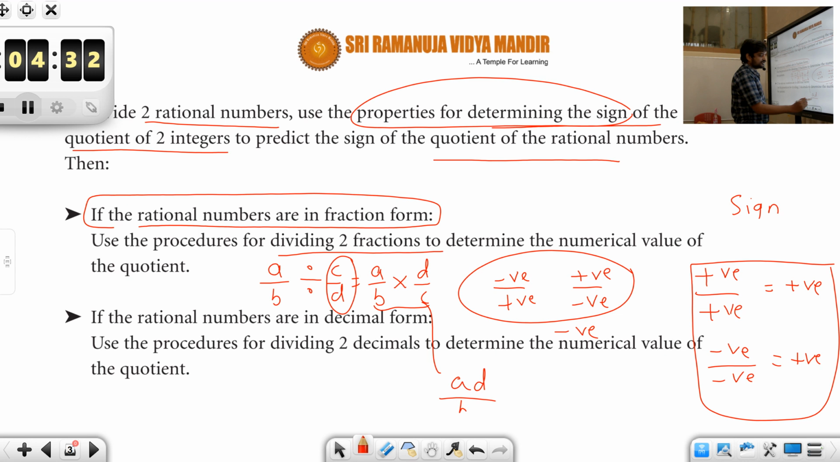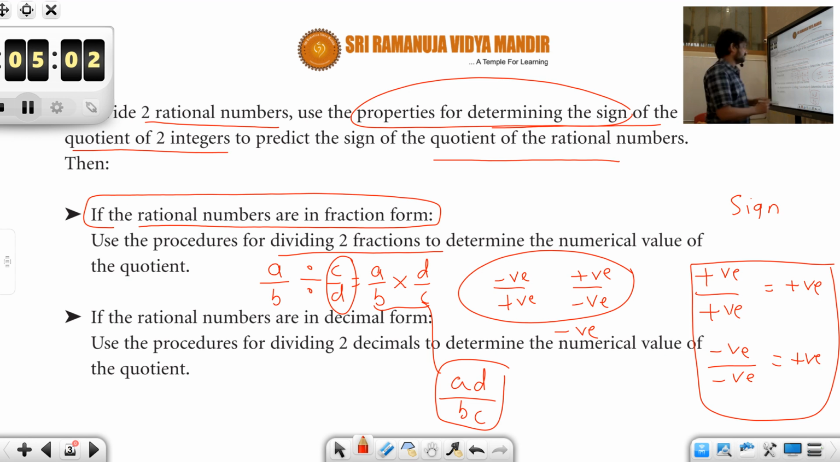So in case of division of 2 fractions, a/b divided by c/d, we can rewrite it as a/b multiplied by the reciprocal of the second number. And then our division problem has been converted into a multiplication problem. And we know how to multiply two fractions: simply multiply the numerators, multiply the denominators, and divide one by the other.